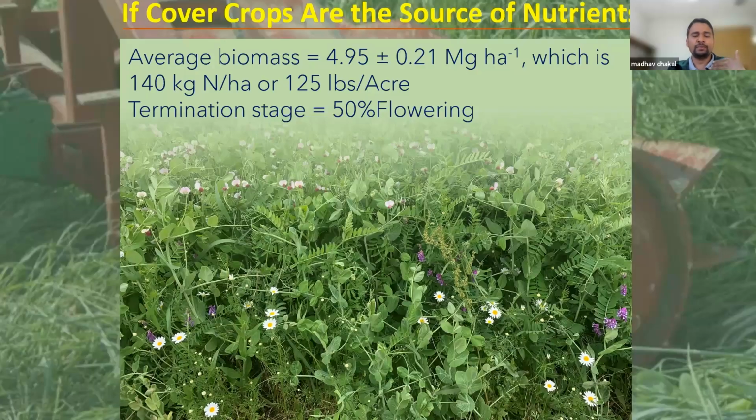And then we planted cover crop. The biomass of the cover crop was almost 5 tons per hectare, which was close to 140 kilograms nitrogen per hectare, or 125 pounds nitrogen per acre. We terminated the cover crop at the time of 50% flowering. We rolled and crimped the cover crop using the roller crimper. For the no-till planting we did that, and for the till planting we mowed it and then tilled the plots.